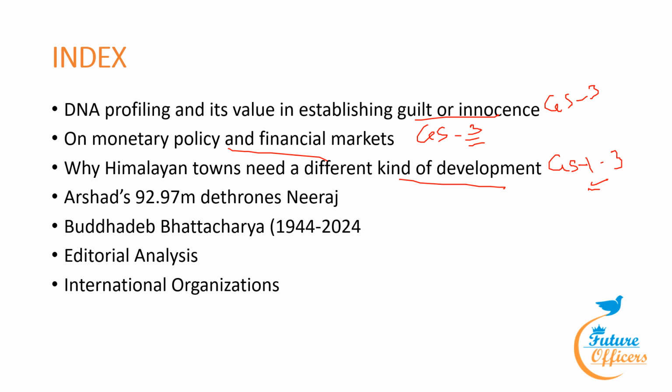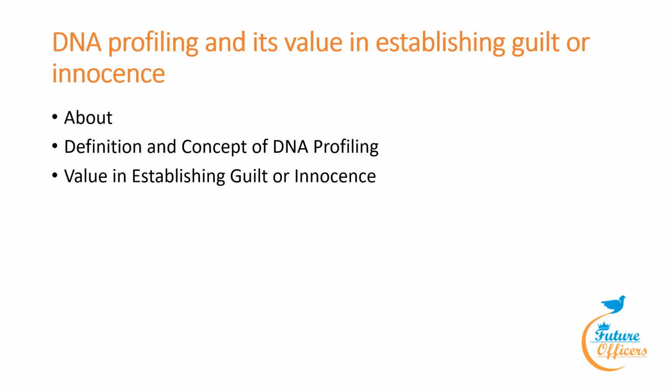Next, Ashit 92.97 meter dethrones Neeraj, which we have to know from a prelims perspective. Next, Buddha Dev Bhattacharya 1944 to 2024. So we have to know about him under the personality section. Next, editorial analysis, and finally we are going to see an international organization topic. Now we'll move on to the first topic.